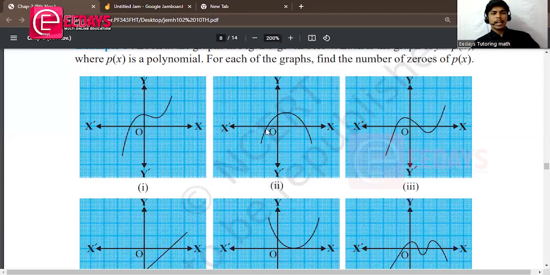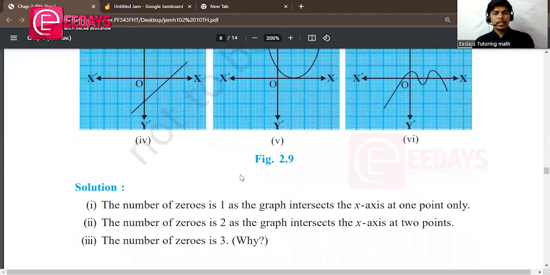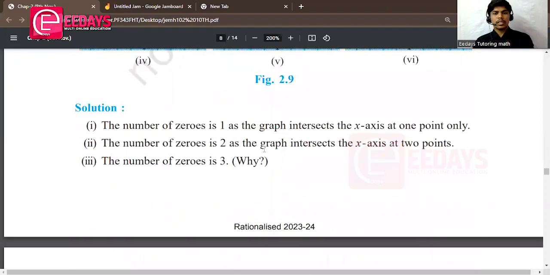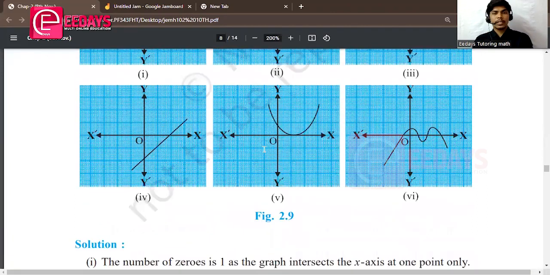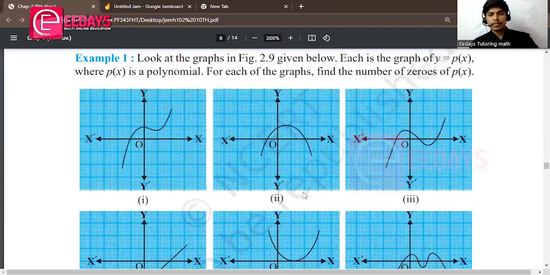All right, here is the graph cutting at 2 points, 1 and 2 here. That's why the number of zeros is 2. Why? Because the graph cuts the x-axis at 2 points. And the third one, 1, 2, 3. I hope everyone identified what I'm doing now. So 1 and 2, 1, 2, 3.